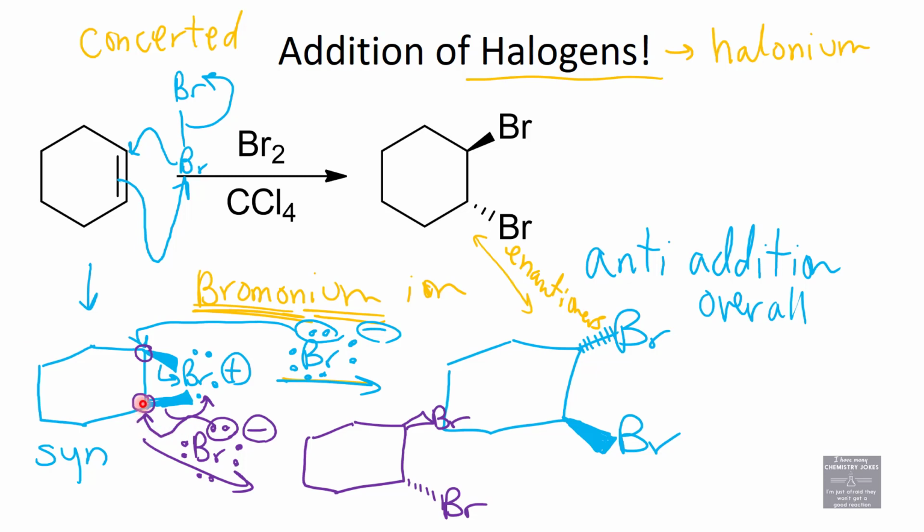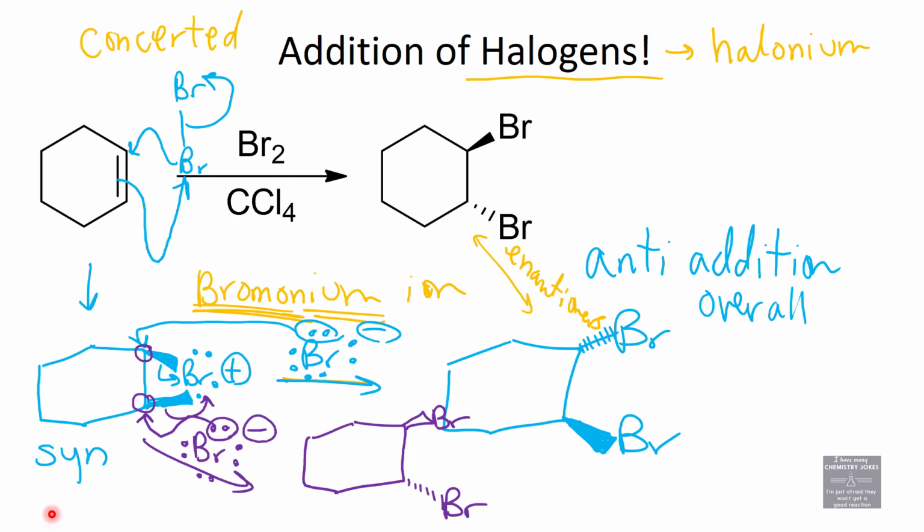Where the bromide attacked here, inversion should happen at that stereocenter. Done. This carbon, the purple version, this carbon did not get attacked. It stays the same. Done. So the purple and the black are the same. The blue and purple, blue and black are enantiomers. This reaction creates a pair of enantiomers.